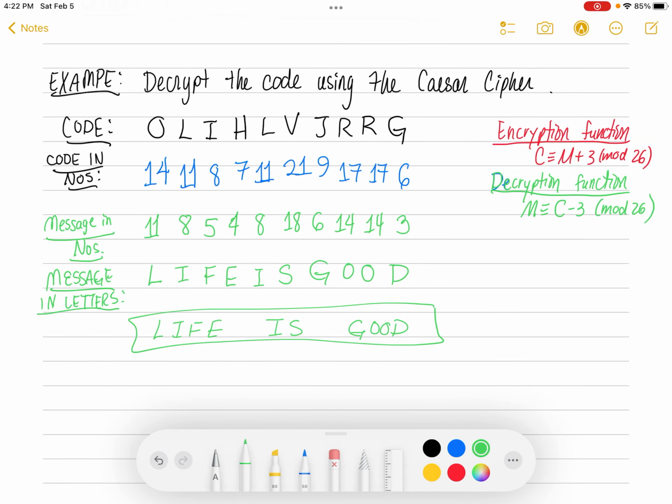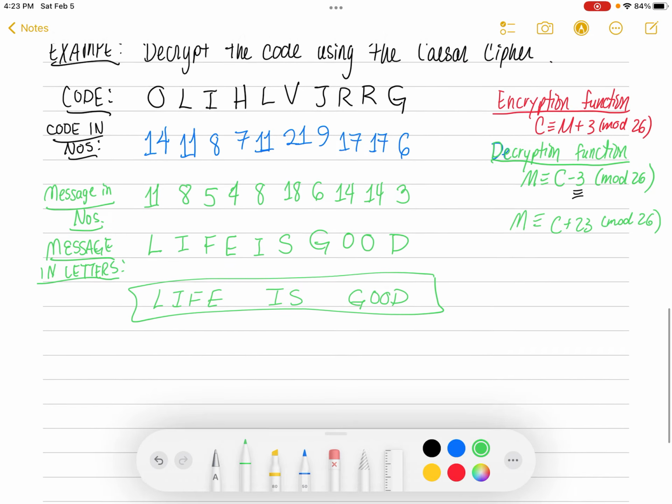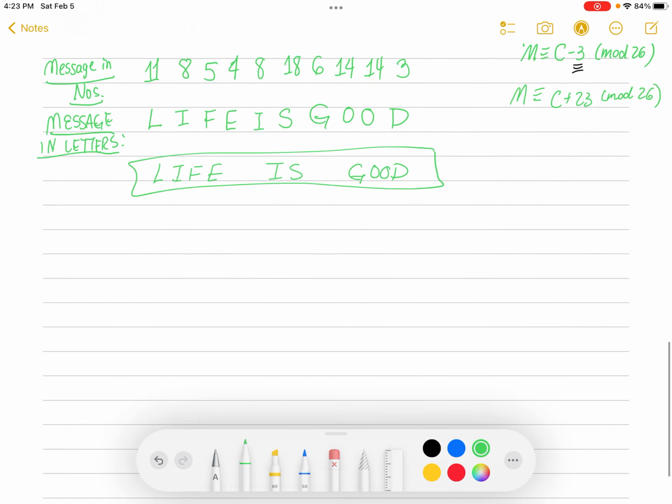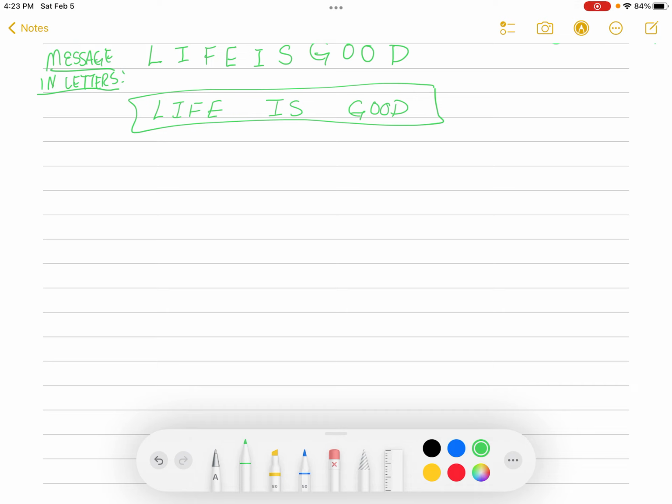Now there's some people that don't like to have a negative number for your decryption function. Sometimes you'll see rather than C minus 3, you'll see C plus 23. Now how did I get plus 23? Well, basically, I'm allowed to add any multiple of 26 to -3, so I decided to add 26 to -3. So -3 plus 26 is 23. So shifting left 3 is the same as shifting forward 23 in the alphabet. Okay, just so you're aware of that. Some people don't like the minuses, they just like pluses.